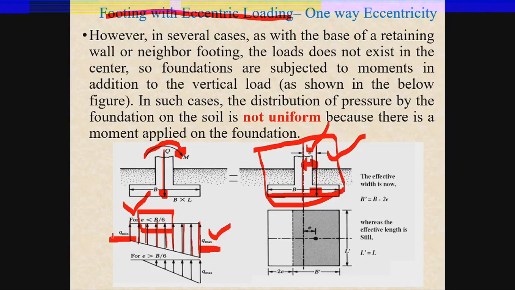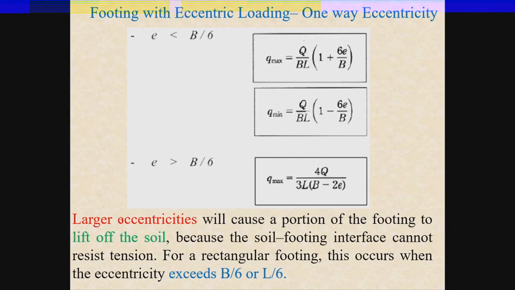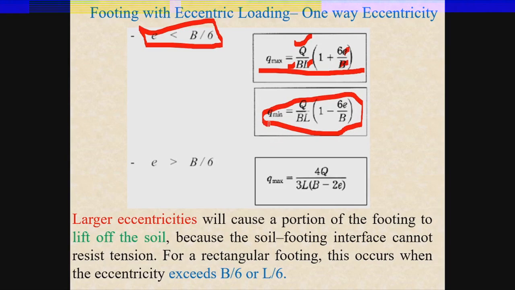Now what is the value of this q max and what is the value of this q minimum? So when the eccentricity is less than B by 6, then the maximum pressure on the extreme right hand side of the footing will be equal to capital Q divided by BL into 1 plus 6e divided by B, where Q is the load of the footing, B is the width of the footing, L is the length of the footing, e is the eccentricity of the load, and B is again the width of the footing. It will be minimum on the left hand side. What will be the magnitude? The magnitude will be Q by BL into 1 minus 6e divided by B.